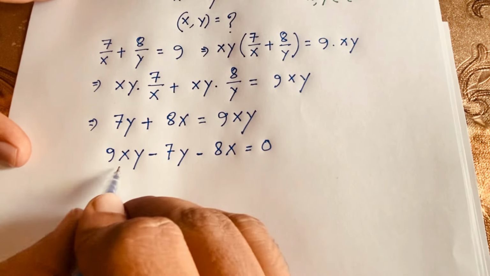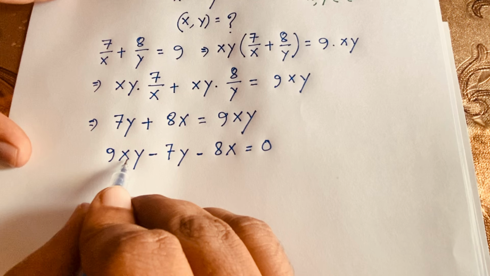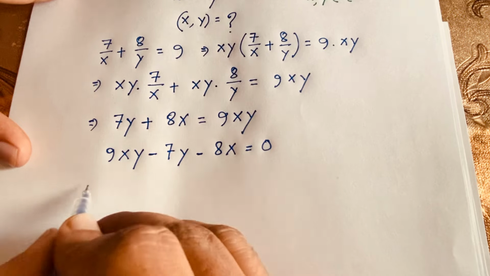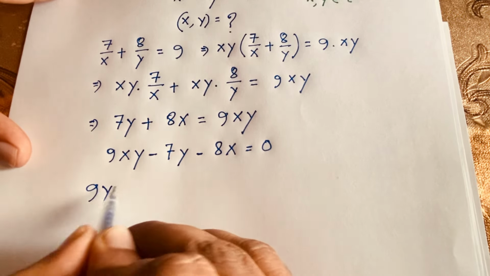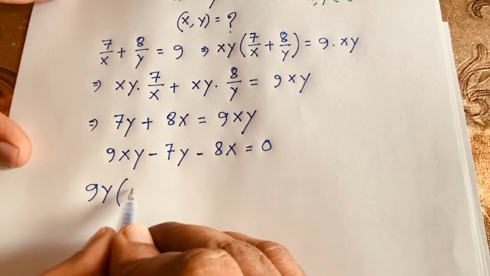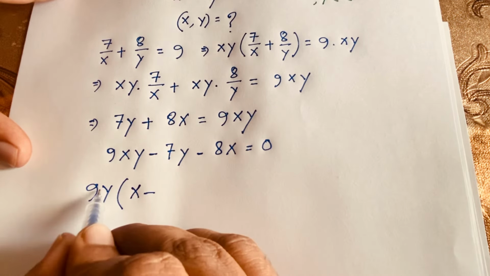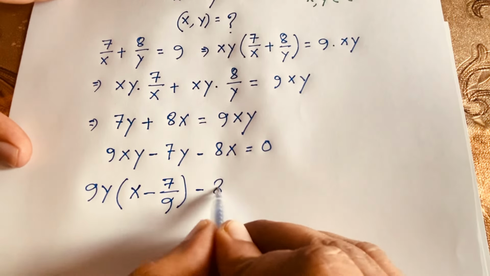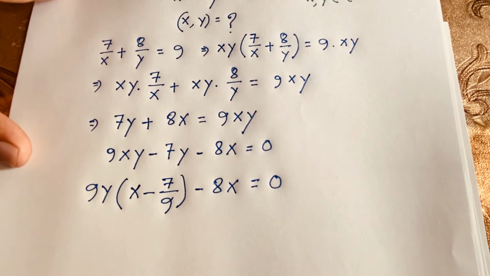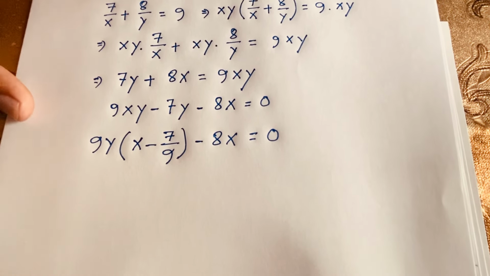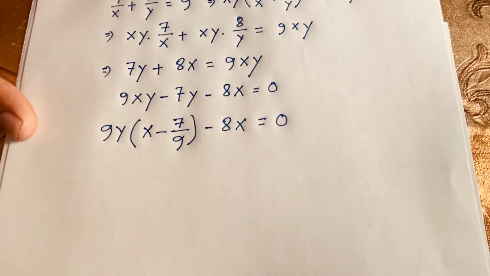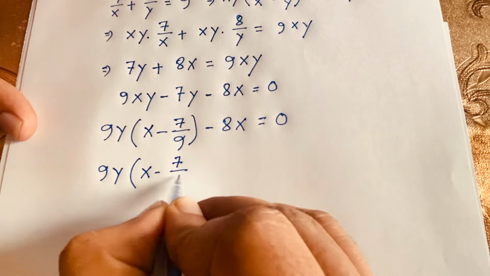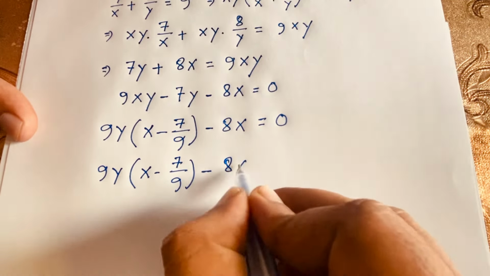Now in this expression you can see easily here is 9xy, so I take 9y as common. So 9y, this divide this, it will be x, and this divide this, y cancels, we'll find out 7 over 9, and here is minus 8x is equal to 0. Now at this moment we'll find out 9y times x minus 7 over 9, and here is minus 8x.